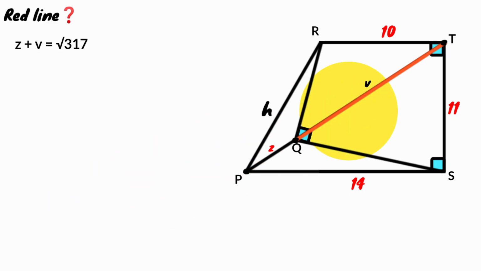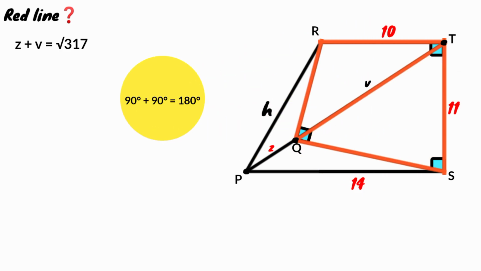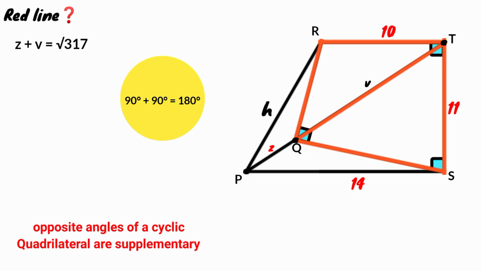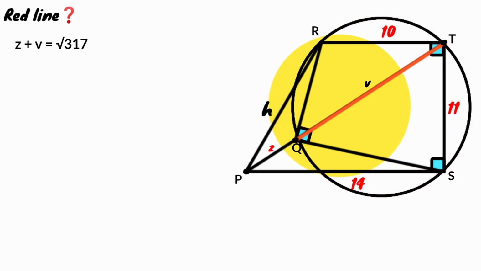Now come here. Look at this quadrilateral. This angle and this are right angles, and they are opposite to each other. 90 degrees plus 90 degrees is 180 degrees. This is a property of a cyclic quadrilateral, that opposite angles are supplementary. So this quadrilateral is a cyclic quadrilateral. We draw out its circle. Now come here. Draw a chord that will connect this point R and this. Call the point A.